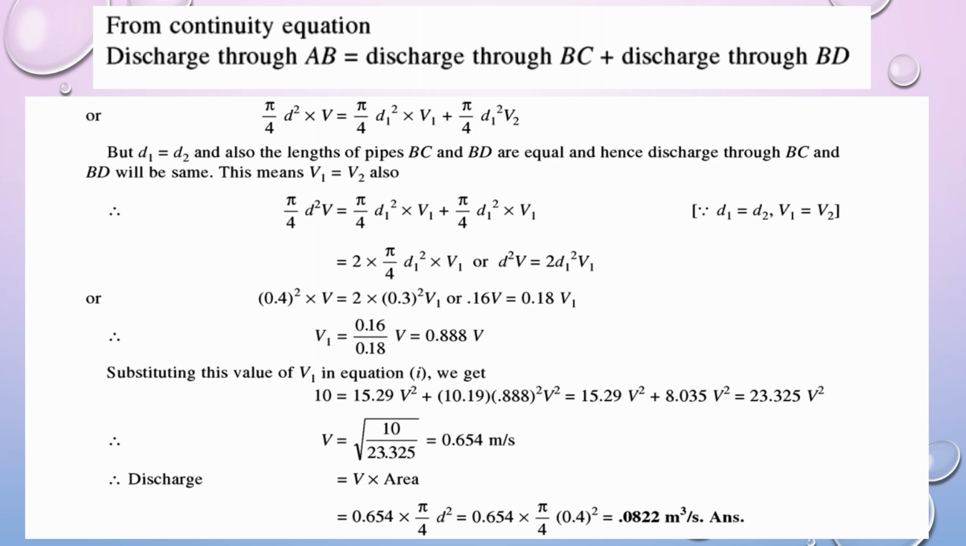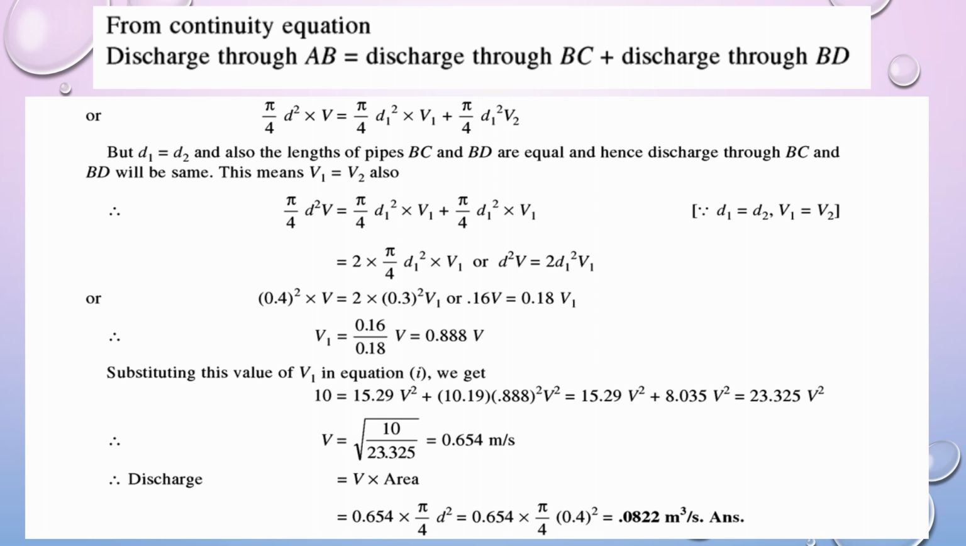Now, from the continuity equation, we know that discharge through AB should be equal to the discharge through BC plus the discharge through BD. That is the basic principle of parallel flow, that the discharges will be summed up or added up. So again, substituting those values, discharge through AB means A into V, pi by 4 d square into V, should be equal to pi by 4 d1 square into V1, that is discharge through BC, plus pi by 4 d1 square into V2, that is discharge through BD.